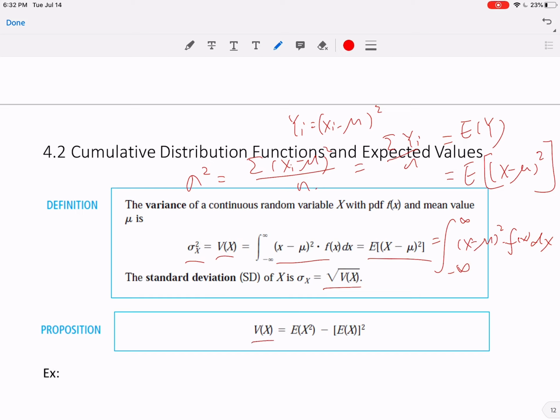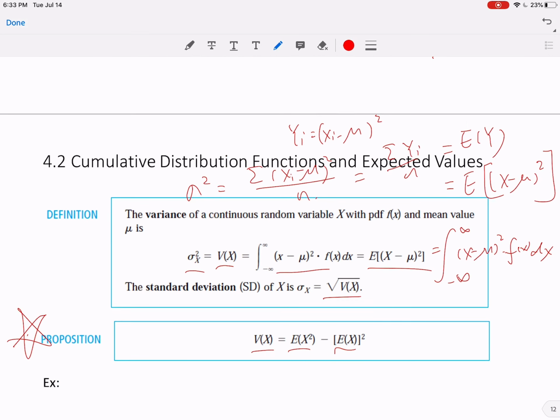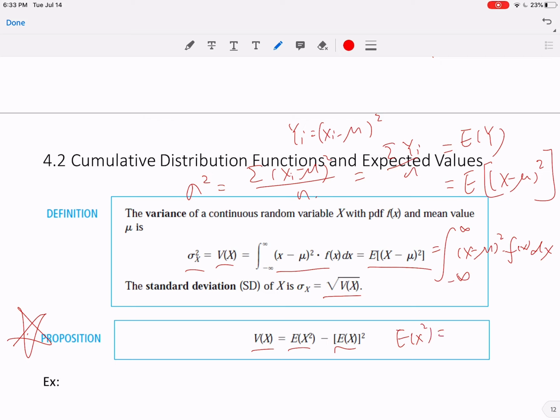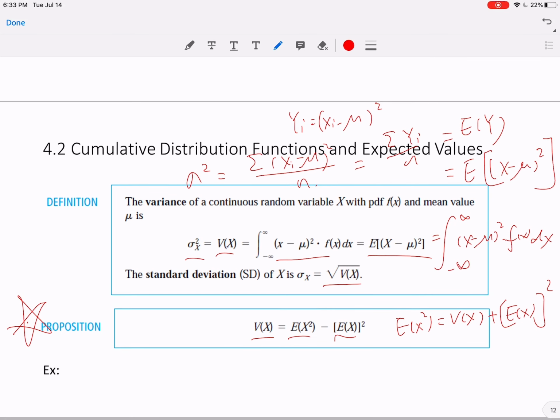The variance V of x is equal to E of x squared minus the quantity square of the expected value of x. And this proposition is very important, because I got some emails from some of you asking how to find E of x squared. Of course, if you want to find E of x squared, you can do the calculation like what we just went over here, or you can also say E of x squared is equal to the variance plus the square of the expected value. Okay, this proposition is very important. If you remember it, it's going to save you a lot of time.